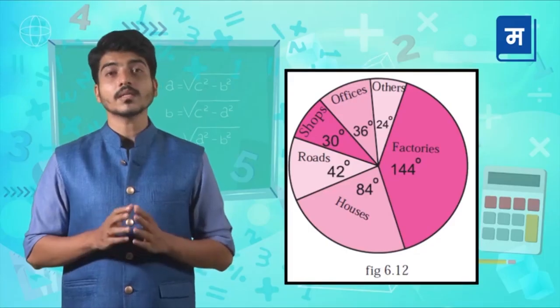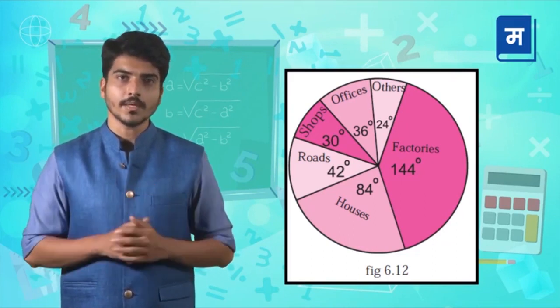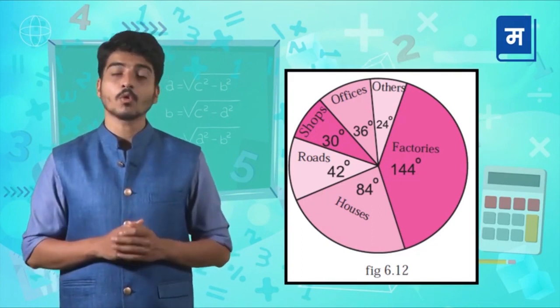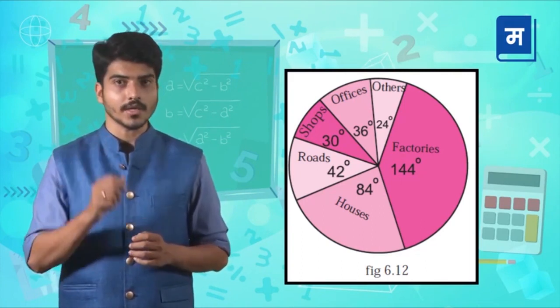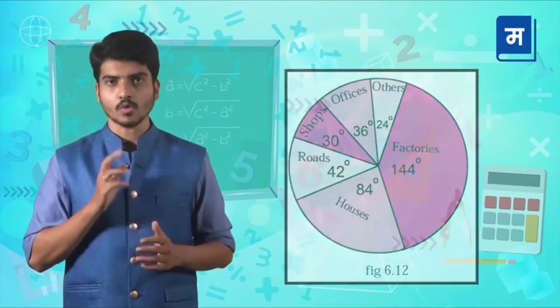Yes, now let us see an example. See the pie chart drawn on the display. In this, the factories is one entity that holds 144 degrees. Houses is in 84 degrees sector and so on.